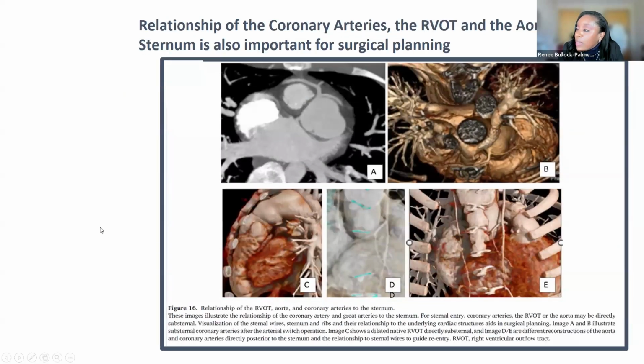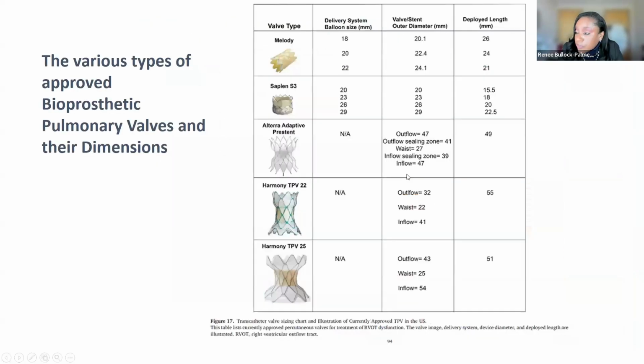And then looking at the relationship of the RVOT and the aorta with the sternum, because oftentimes these patients are going to go to the OR again for a redo sternotomy, you want to know how deep that pulmonary artery is. Is it just beneath the sternum, and planning for that as well, in addition to the coronary. Sometimes the coronaries may pass in front of the pulmonary artery. It's very important to know this before going into the operating room.